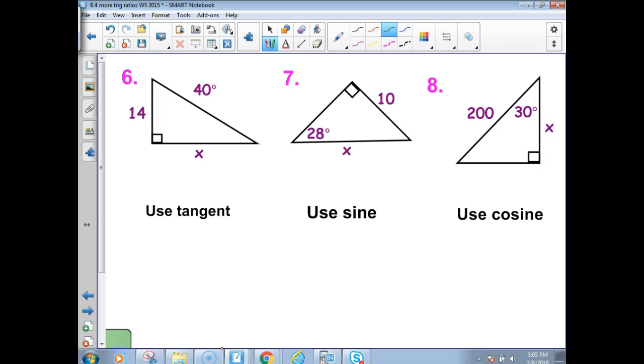The next three tell us what to do. Does somebody want to tell me how to set up number 6? Dakasha? Sure. Oh, by the way, that 40, I got to put back. Your figure has it right there, right? Okay, go ahead.